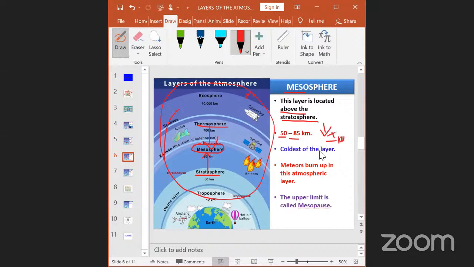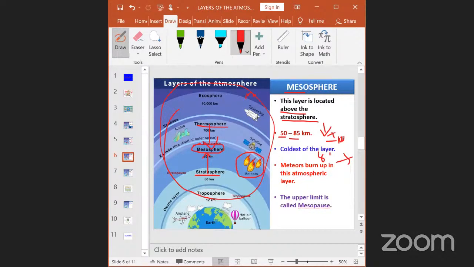So about 80 kilometers, it becomes minus 100 degrees Celsius, right? That is important. Most meteors, you see here, burn up in this atmosphere only, in the mesosphere. So the meteors fall and burn maximum in this layer itself.